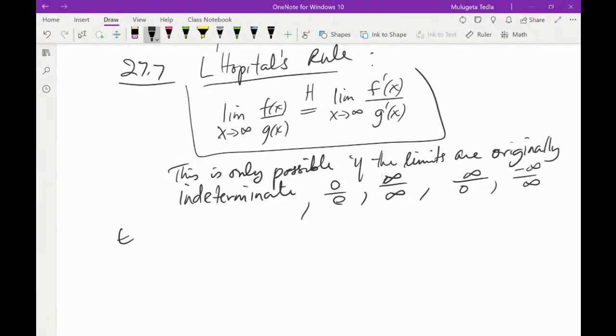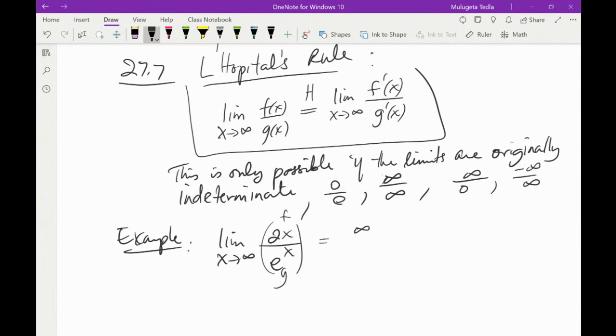So say, for example, find the limit of 2x over e to the x as x approaches infinity. If you take this f, this is g. What is the limit of f originally? It is 2 times infinity, right? So it's infinity. What is the limit of g, the denominator? It's an exponential function. If you set infinity for the exponent, it will be infinity. So this is indeterminate.